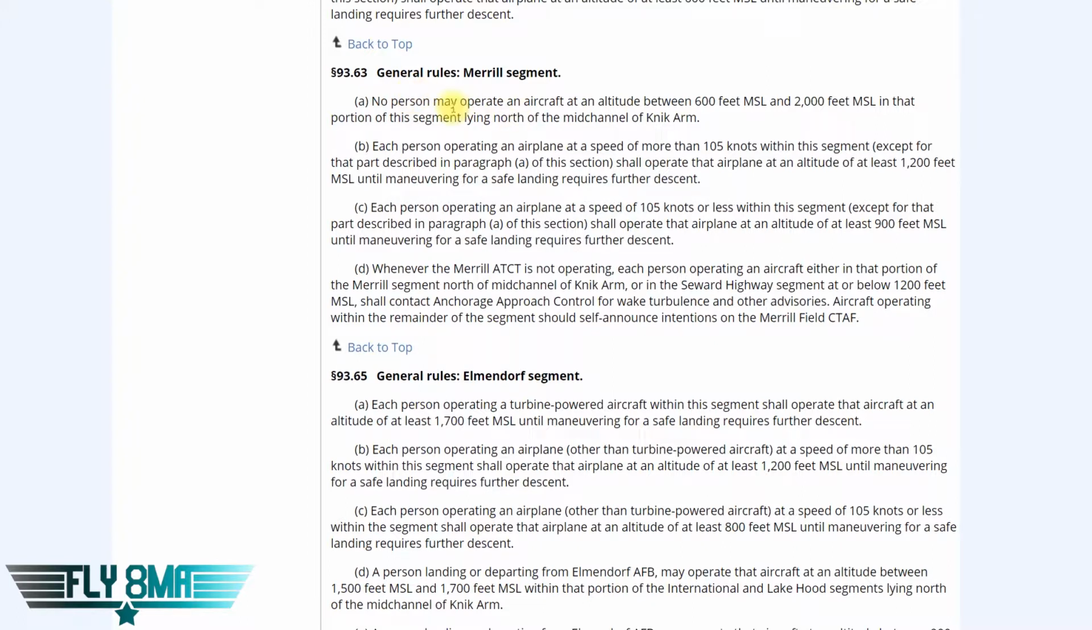And what we see here are some general rules, right? So let's talk about these general rules before we get into anything else. No person can operate an aircraft at an altitude between 600 feet MSL and 2,000 feet MSL in the portion of the segment lying north of the mid-channel of the Knik Arm. Now that sounds complicated. It really isn't too bad.